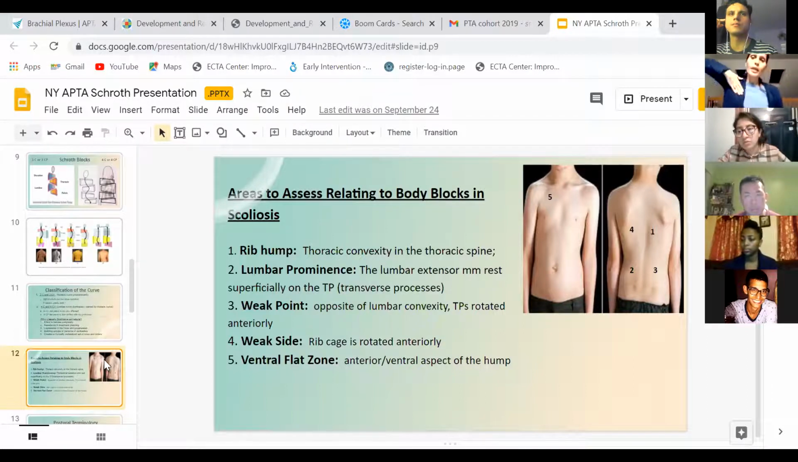Anteriorly, you're going to use the front to open up that chest cavity. So you're going to ask them to breathe into it, again, to open the chest and get the anterior lobes of the lungs to expand. Okay.